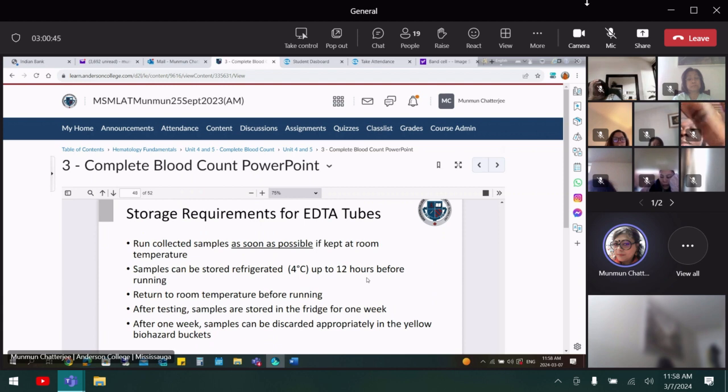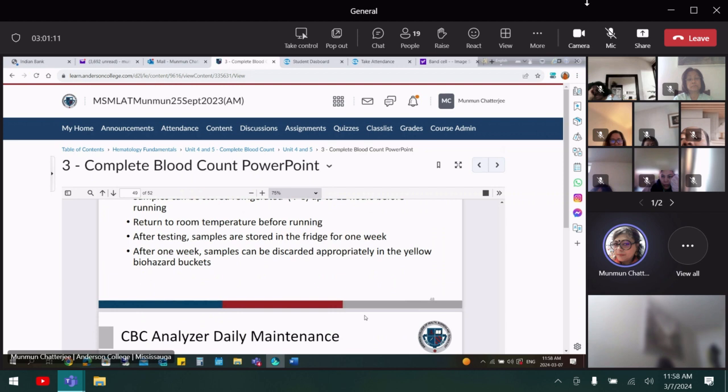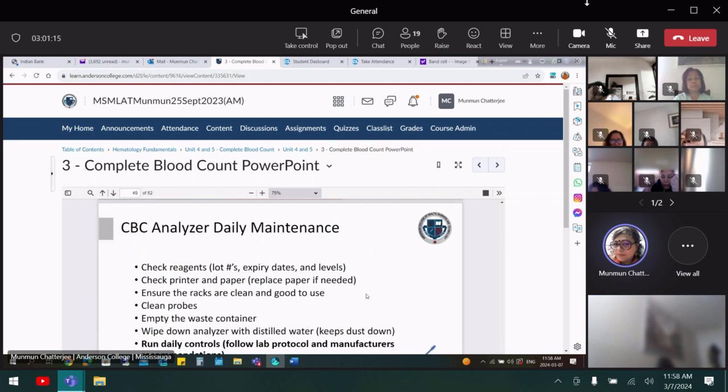Storage requirements for EDTA tube. Run, collect the sample as soon as possible if kept at room temperature. Samples can be stored refrigerated, at 4 degrees centigrade, up to 12 hours before running. Return to room temperature before running. After testing, samples are stored in the fridge for 1 week. After 1 week, the sample can be discarded appropriately in the yellow biohazard bag.